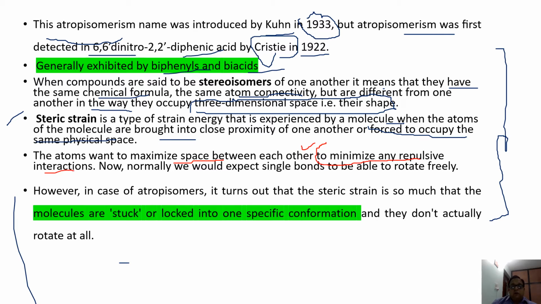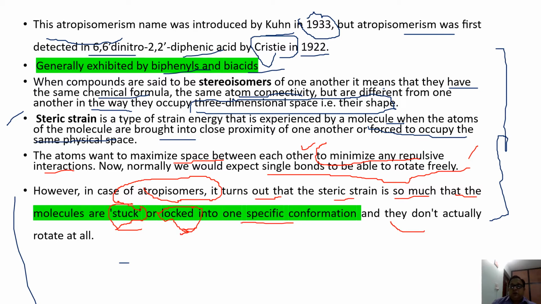Now, normally we would expect a single bond to be able to rotate freely. But in the case of atropisomers, it turns out that the steric strain is so much that the molecules are stuck, or locked into one specific conformation, and they don't actually rotate at all. So this is the basis of atropisomerism.